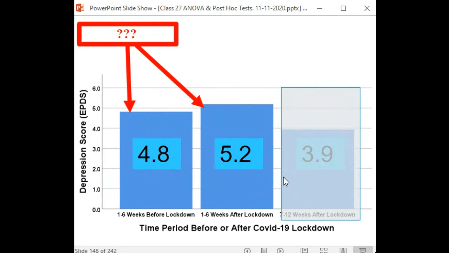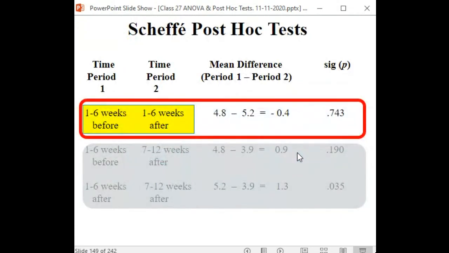The bar on the left represents women who were measured 1 to 6 weeks before the lockdown, and their mean depression score was 4.8. The bar on the right represents women who were measured 1 to 6 weeks after the lockdown. Their mean depression score was 5.2. So these are the 2 groups being compared in this first row of the printout.